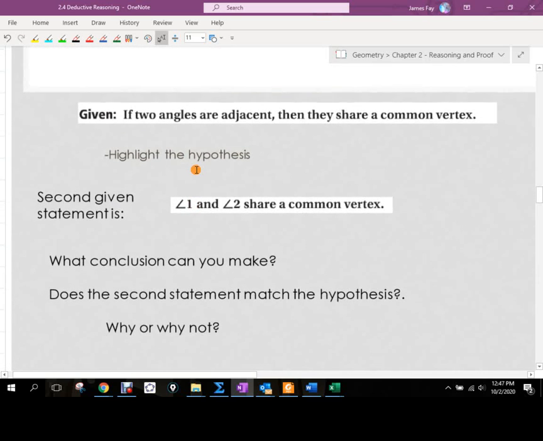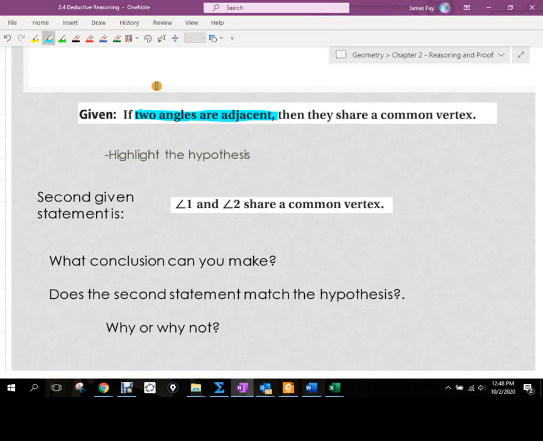If two angles are adjacent and they share a common vertex, this is one that people want to flip. You heard me the other day say in mathematics, we want to flip everything and say everything is reversible. So we want to say, if two angles are adjacent, they share a common vertex, and then they want to flip and say, well, if they share a common vertex, then they must be adjacent, right? But that's not true. That's actually false. There's more to it.